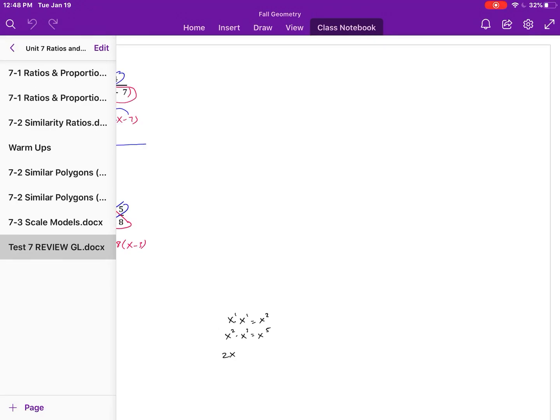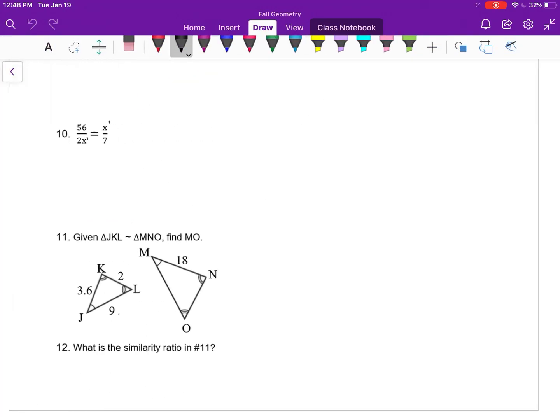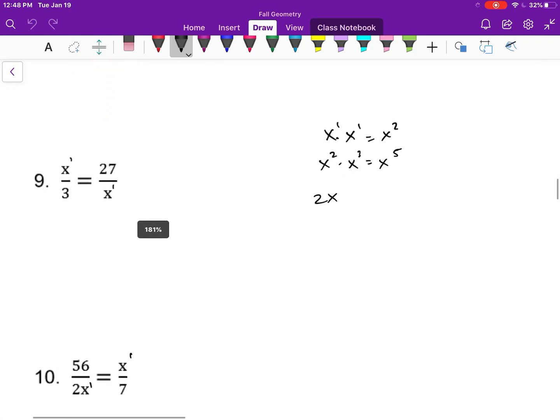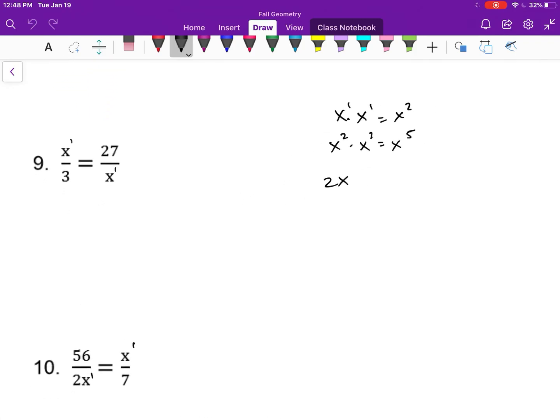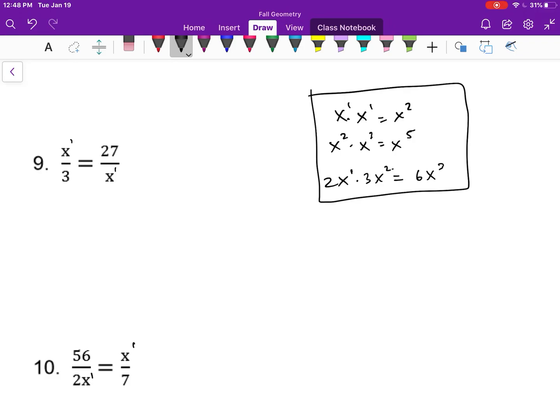Okay, so when you have something like this, your exponents are going to be added. Let's say 2x to the power of 1 times 3x squared. Okay, so it'll be 3 times 2 in this case, which will be 6x. 1 plus 2 gives you 3, so it'll be 6x cubed here. So it's just some examples to go ahead and piggyback off of.